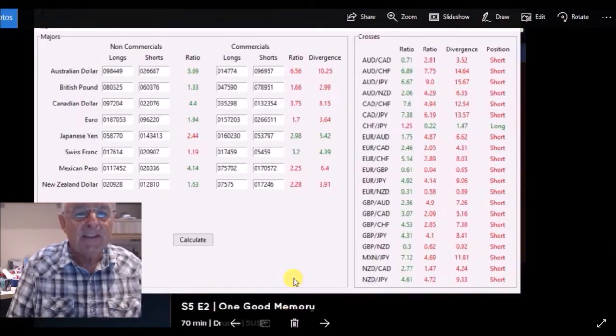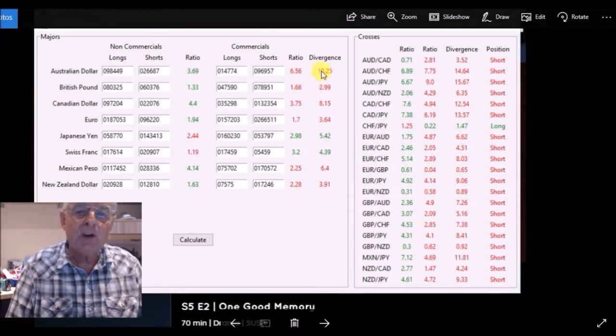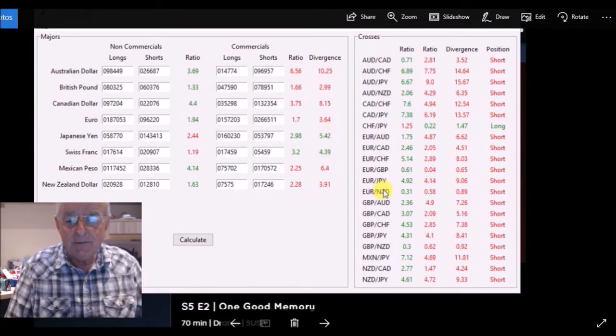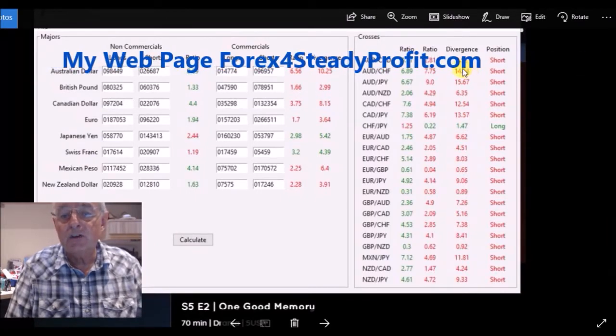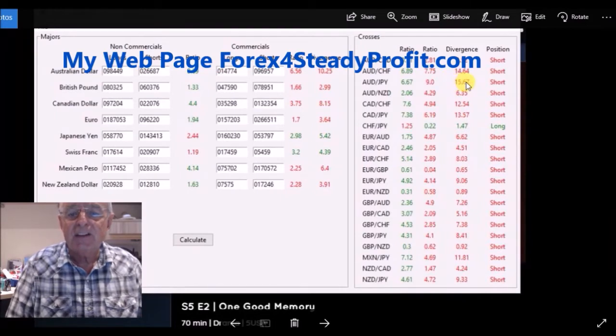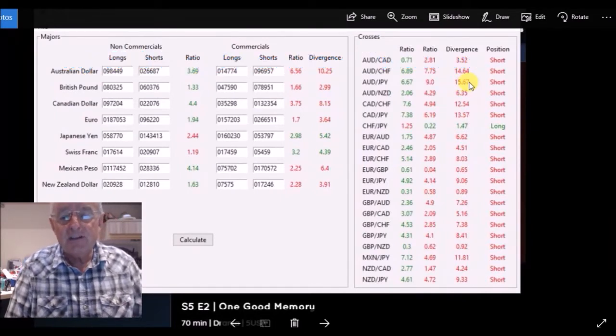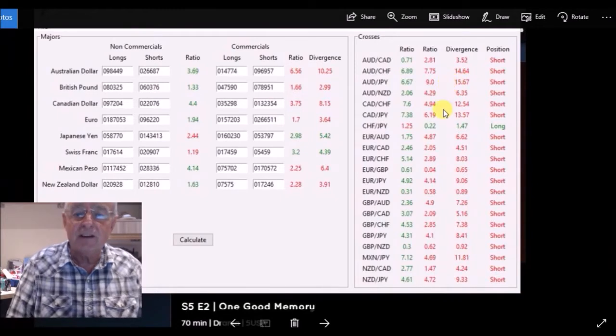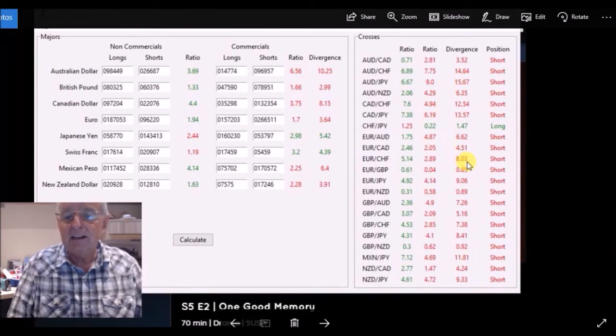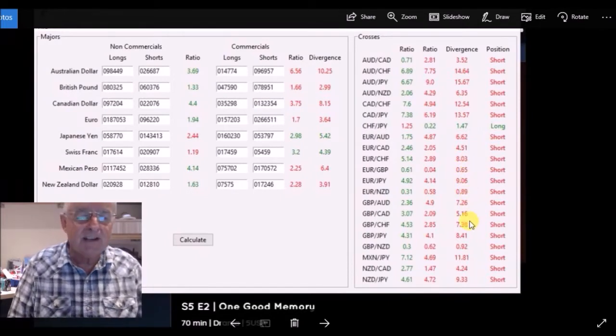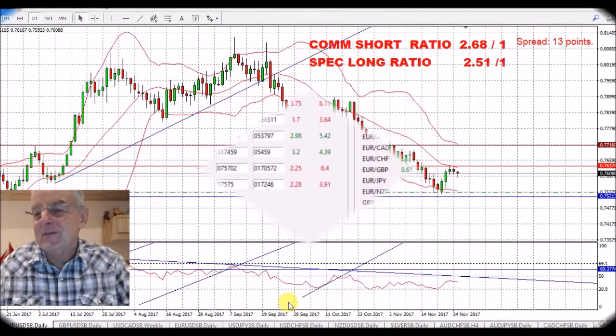Last bit of information, this is Ludwig's divergence calculator, and it works really well, and this helps us with the crosses. These are the currencies against the US dollar, and here we have the crosses calculated, and it gives us a divergence value between the commercials and the non-commercials, and it shows some of the pairs that are of more interest than others. A very useful tool, only available on the Members Centre, and the pairs that are of most interest we do feature on the video on the Members Centre every day, so you get a daily video on those.